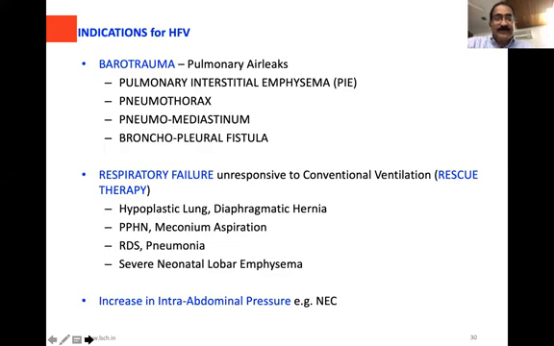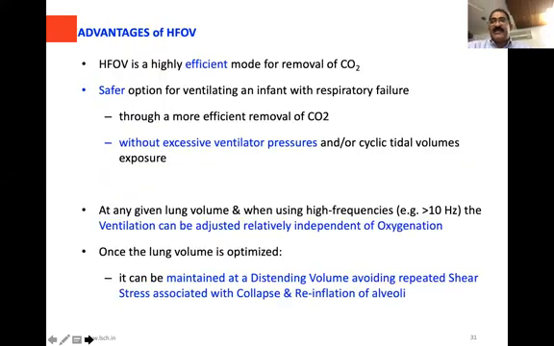Next slide, please. So what are the advantages? As we discussed, it's certainly an efficient mode of CO2 removal. That's very, very important. The CO2 removal is very, very good with the oscillator. It's safe. Why? Because you're using much lesser pressure. So there's more efficient removal of the CO2 without the excess pressure.